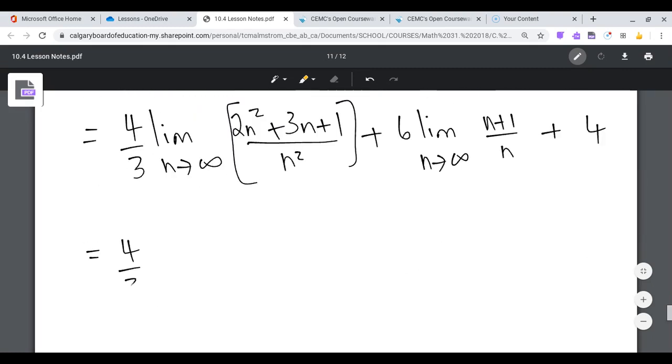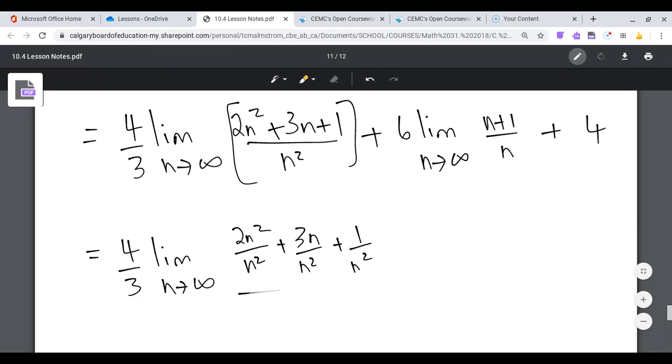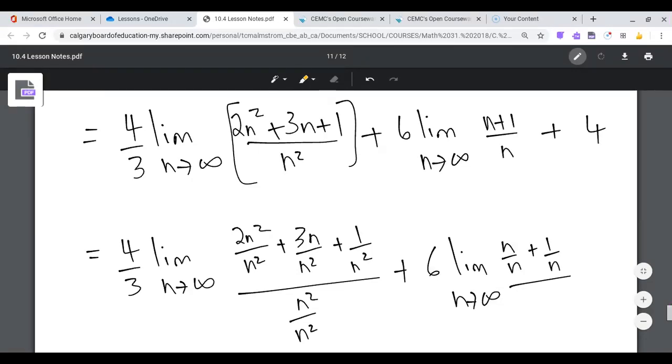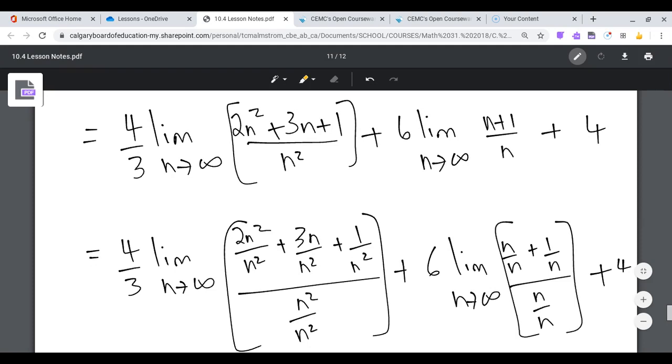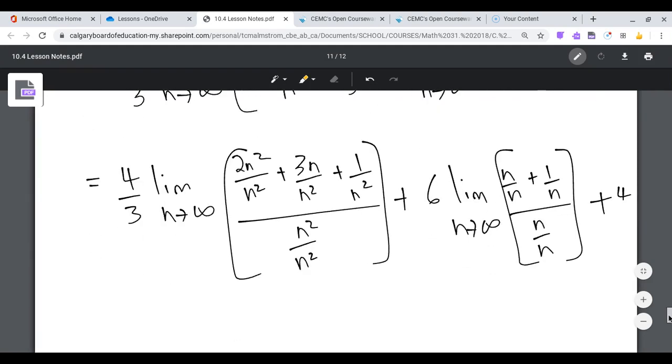So it equals 4/3 times the limit as n goes to infinity of 2n squared on n squared plus 3n on n squared plus 1 on n squared, all divided by n squared on n squared, plus 6 multiplied by the limit as n goes to infinity of n on n plus 1 on n divided by n on n, plus 4. And you may want to put brackets around this. It's a lot of writing. You need a lot of paper.